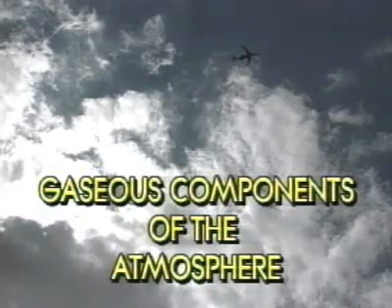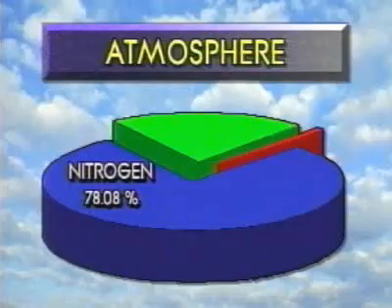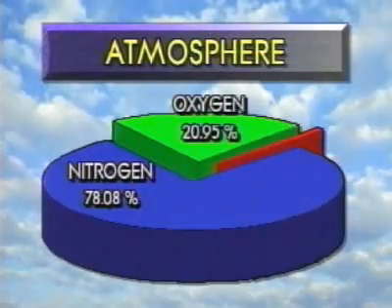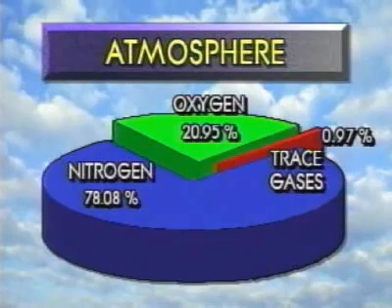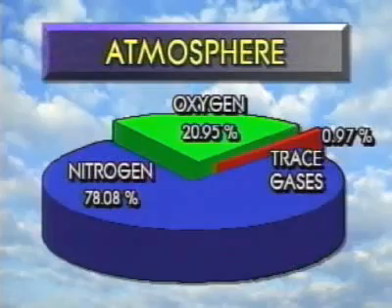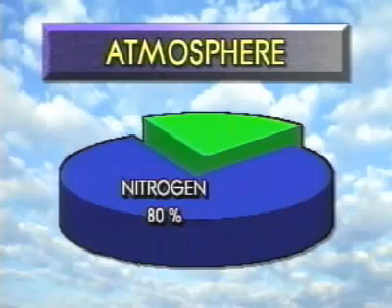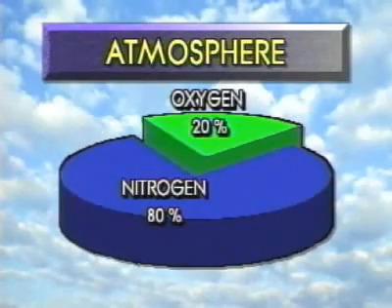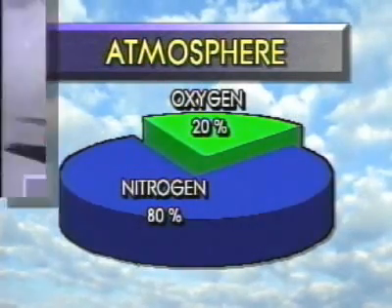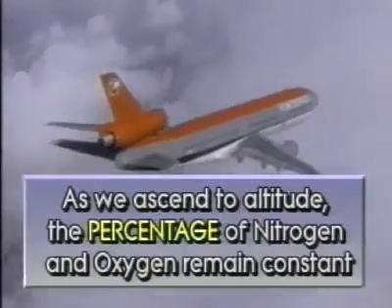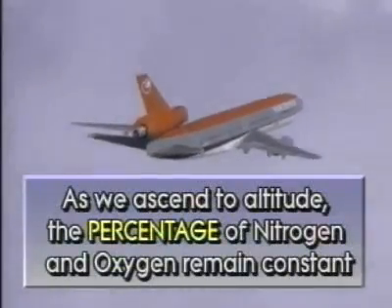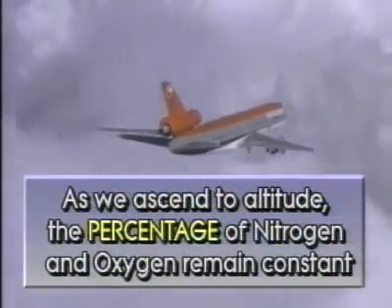The atmosphere is a mixture of gases. It is composed primarily of nitrogen and oxygen, along with trace gases. Nitrogen and the trace gases are inert gases which play no major role in human physiology. For this discussion, we will ignore the trace gases and consider nitrogen as 80% and oxygen as 20%. A key point to remember is that as we ascend to altitude, the percentage of nitrogen and oxygen remain constant.